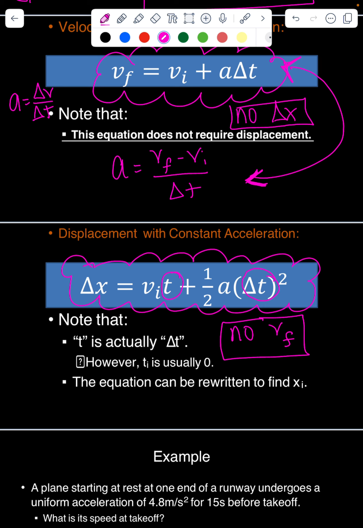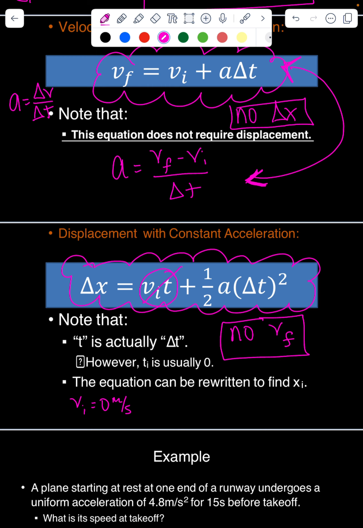Unless, there's a big unless here. We could solve for time using this one if v initial is 0. So if v initial is 0 meters per second, that's going to cross out this whole first part. And then at that point, we can use it to solve for delta t, because delta t at that point would only be in one place. So unless v initial is 0, I would not use this equation to solve for time. Or v final because it's not in it.